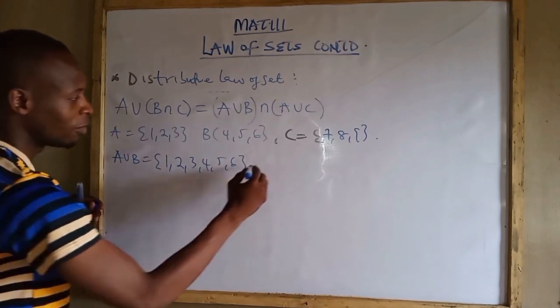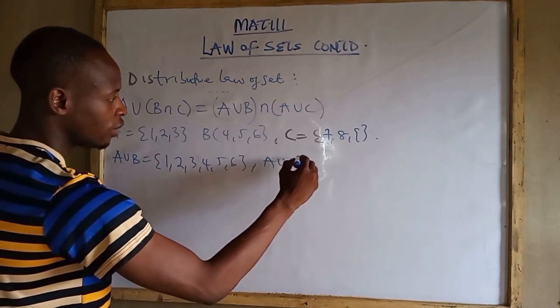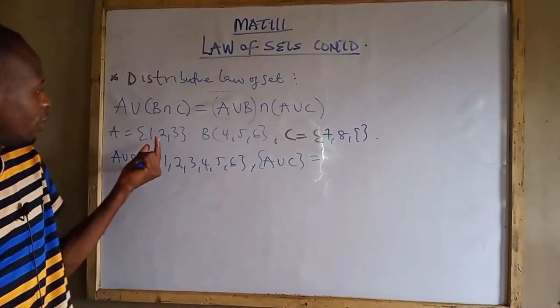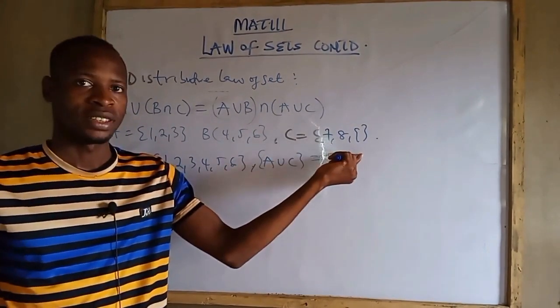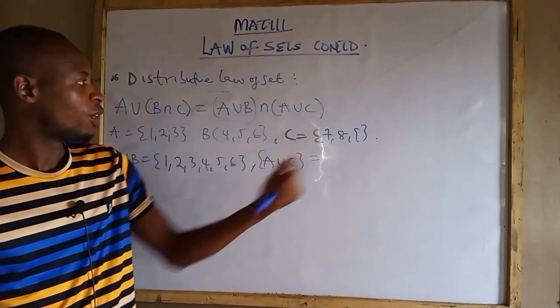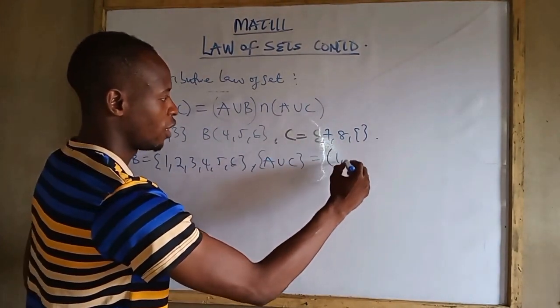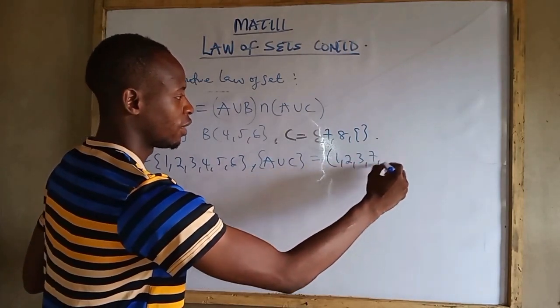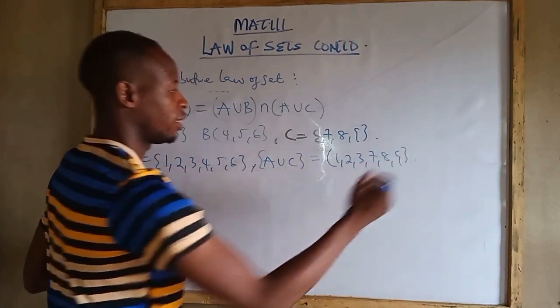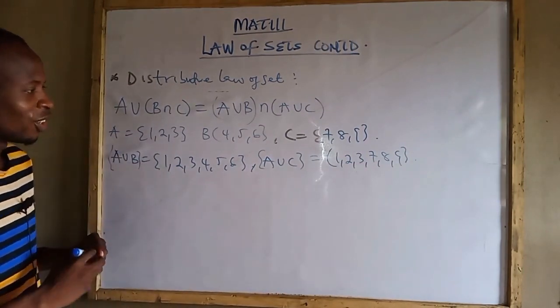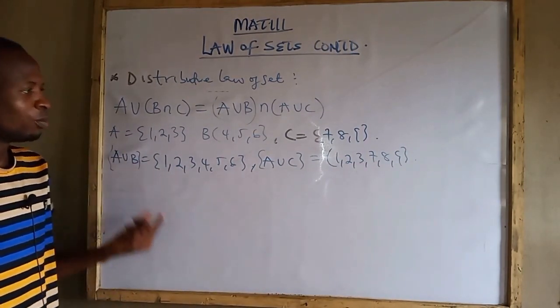So I'll also do the same thing for A union C. By A union C, this and this will be combined. If I combine this and this, I will have 1, 2, 3, 7, 8, and 9. Let me put this also in brackets. So I've been able to solve A union B and A union C.